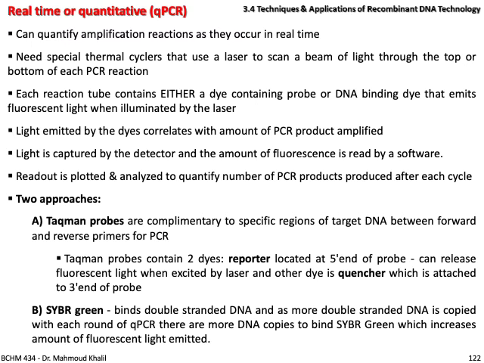And the other one is SYBR Green, another type of dye, which can bind to newly formed double-stranded DNA. As more double-stranded DNA is copied with each round of qPCR, there are more DNA copies, so there is more SYBR Green, which emits fluorescence under the UV.